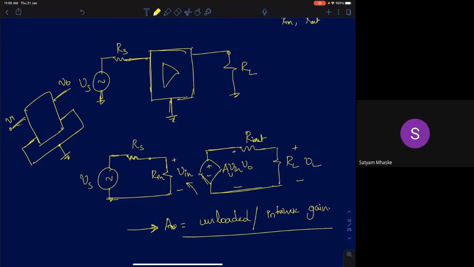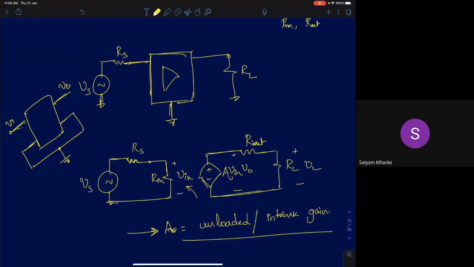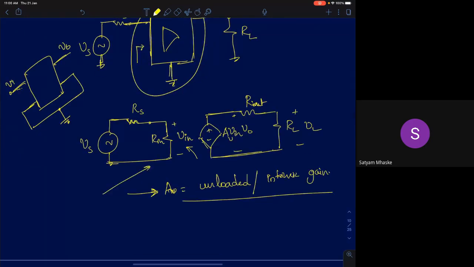Okay, so now what we are going to do is, in the previous lecture, what did we do? We replaced this amplifier by its equivalent model. We found out input resistance. So input resistance is the effective resistance seen at the input of the amplifier. So that's what I've written here. So this is the source, modeled as a voltage source and resistance in series.